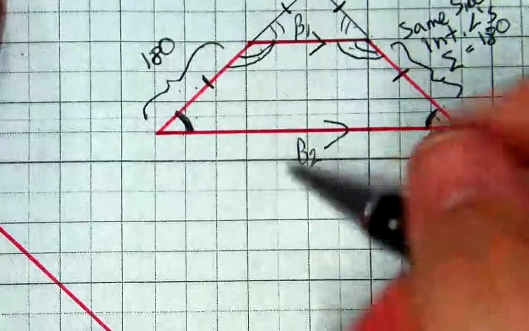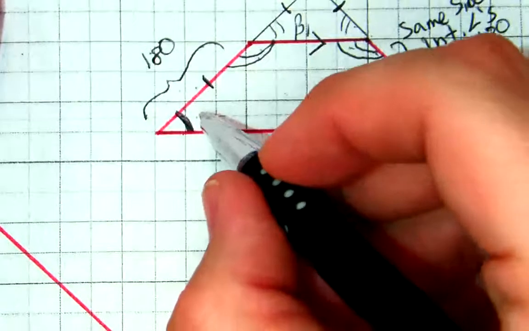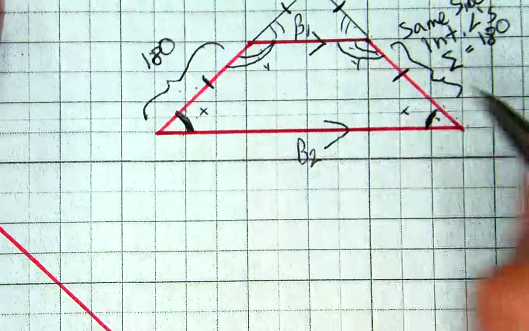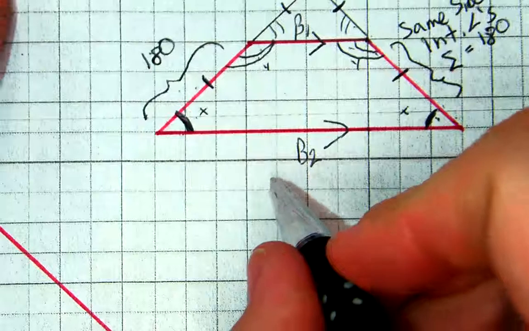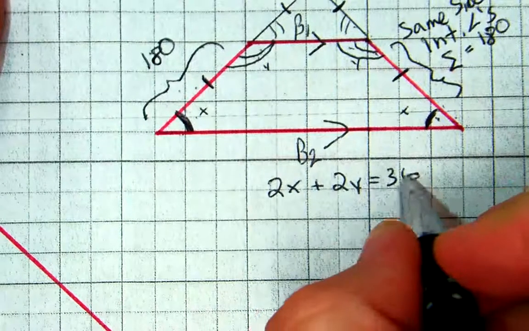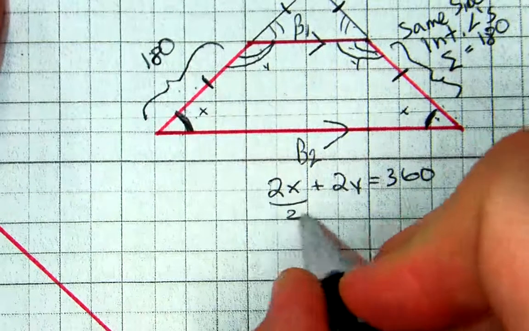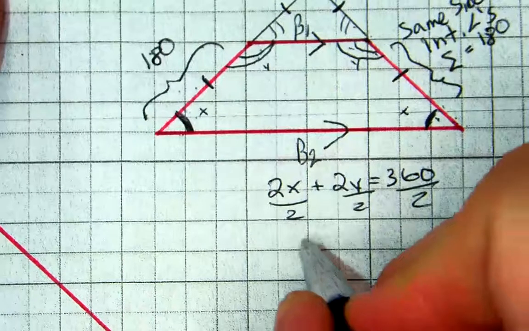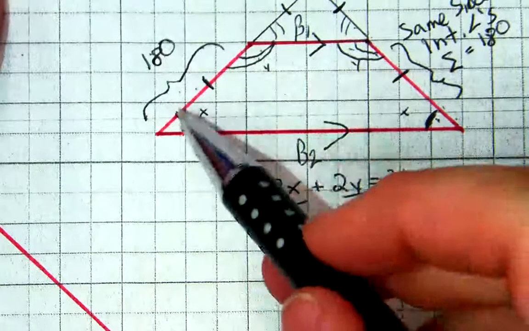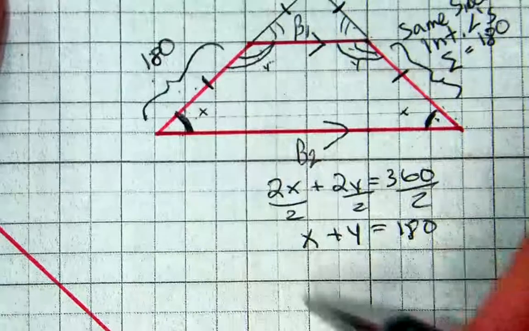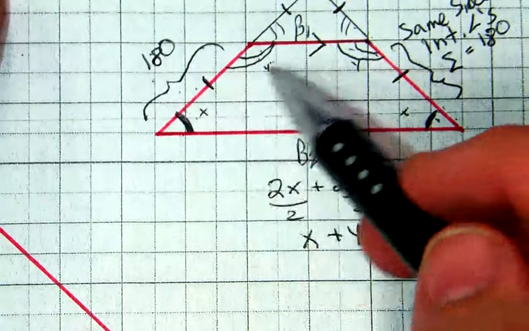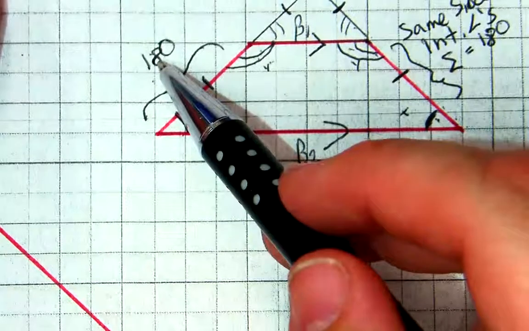If you don't believe me, say that's an X, that's a Y. That's an X, that's a Y. You get 2 X's plus 2 Y's is equal to 360. Divide everything by 2. X plus Y is equal to 180. So just a simple calculation proves that whatever these two are, they equal 180 degrees.